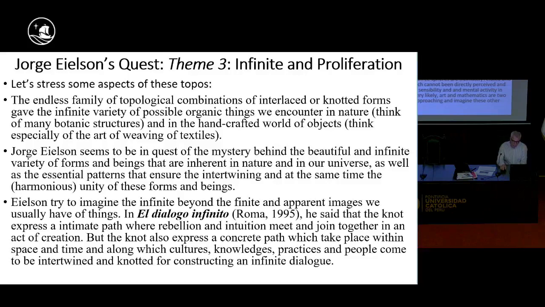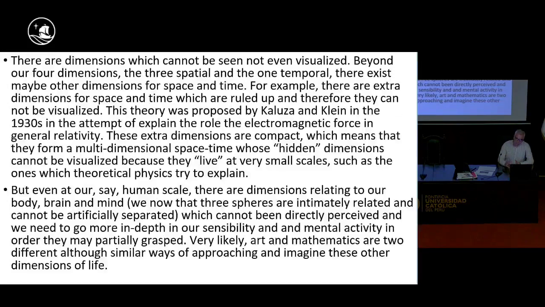You know, in physics you have a dimension which cannot be seen, not even visualized. Beyond our four dimensions, the three spatial and the temporal one, there may exist other dimensions for space and time. For example, there are extra dimensions which are rolled up and therefore cannot be visualized. This theory was proposed by Kaluza and Klein in the 1930s in an attempt to explain the role of electromagnetic force in the general relativity of Einstein.